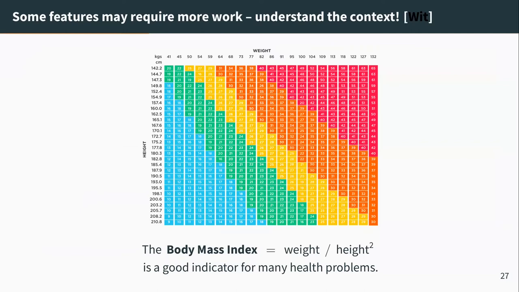But then obviously some features may require more work. So you always need to understand the context. Here, a simple example: let's say that I have two features about people. I know their height, I know their weight. And let's say that I'm interested in predicting their heart health, something like that.